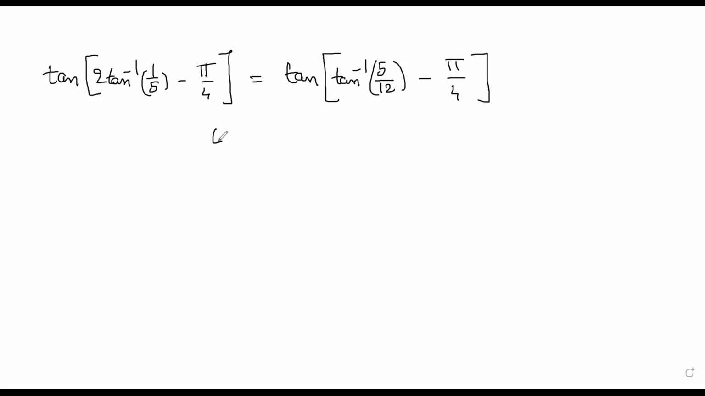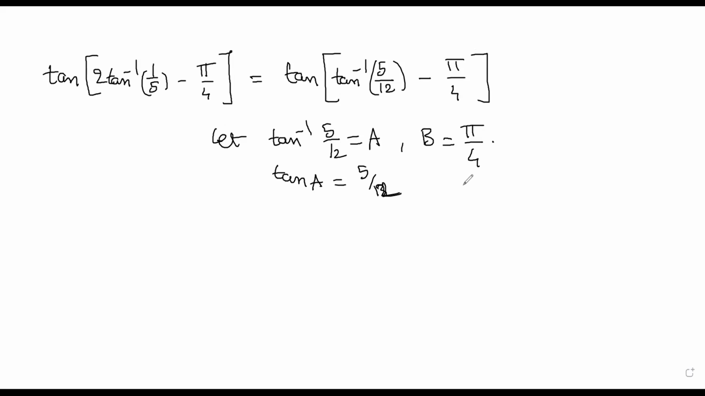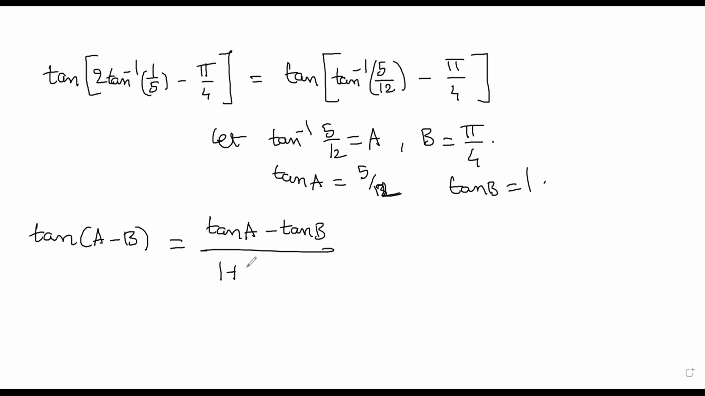Now let's put it like this. Let tan inverse 5 by 12 be A and B be pi by 4. Now my value of tan A is nothing but 5 by 12. What is the value of tan B? Tan B happens to be 1, since tan pi by 4 is 1. So your problem happens to be tan of A minus B. Tan of A minus B is tan A minus tan B divided by 1 plus tan A tan B.